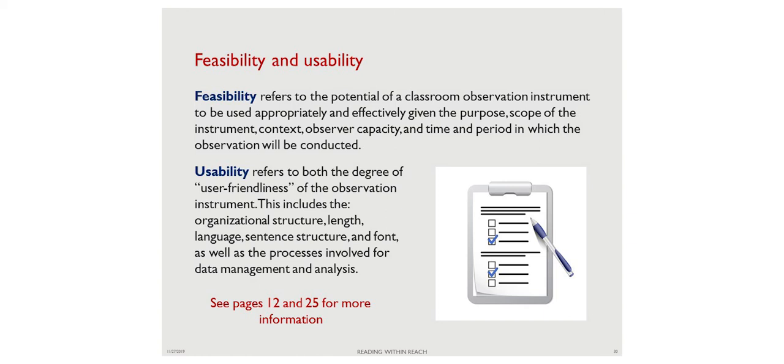Some instruments written in English use jargon or terminology very specific to American English that might be difficult for a second language English speaker to understand. For example, an item on one instrument read, "The teacher provides rich and meaningful lessons in language development." In American English, that's a very common way we use rich to describe a quality lesson. But in another context, rich might mean something else.